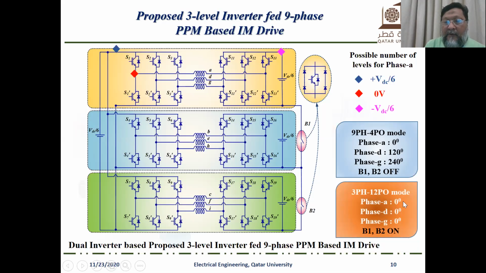In 3-phase 12-pole mode, phases A, D, and G are supplied with 0 degree phase shift, and B1 and B2 are on. So that's the operation when it is operating as 3-phase 12-pole mode.